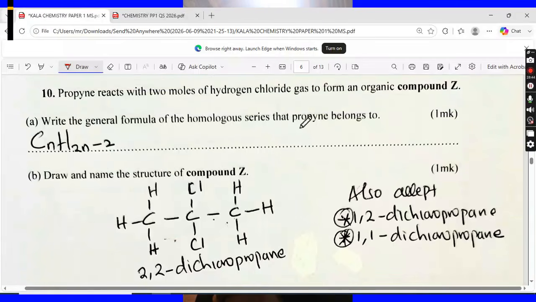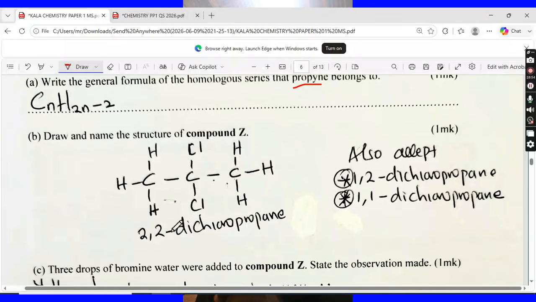The general formula for propyne is CnH2n-2. Draw the structure of the compound. The structure is here. This is called 2,2-dichloropropane, or it can be 1,2-dichloropropane or 1,1-dichloropropane.